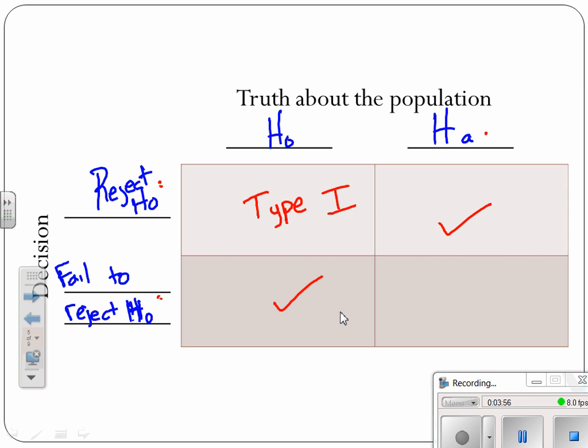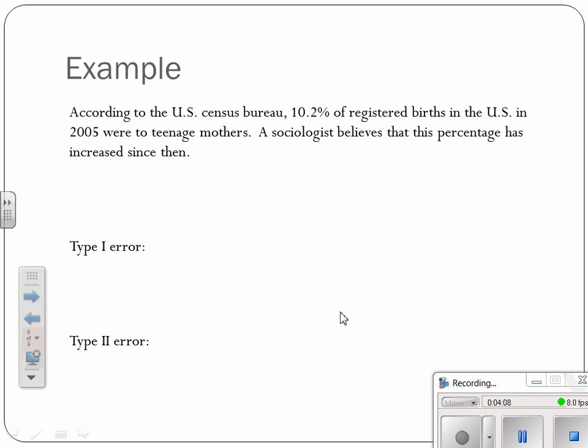The two errors fill the other two parts of the box. If we reject the null, despite it being true, that's a type 1 error, and then a type 2 slides down here. If we can know this box and how to read it and how to interpret it, that's going to make identifying errors really easy for us.